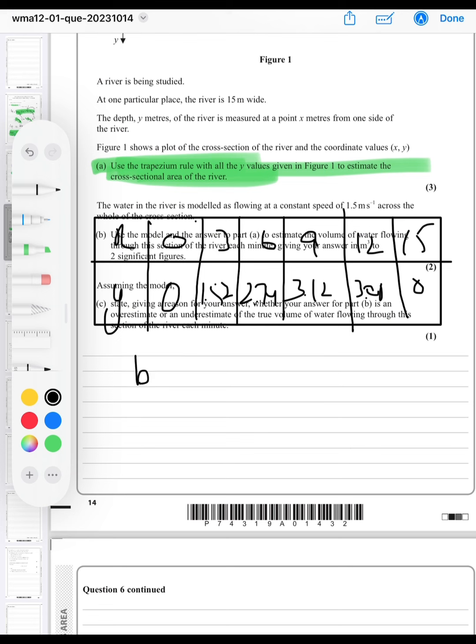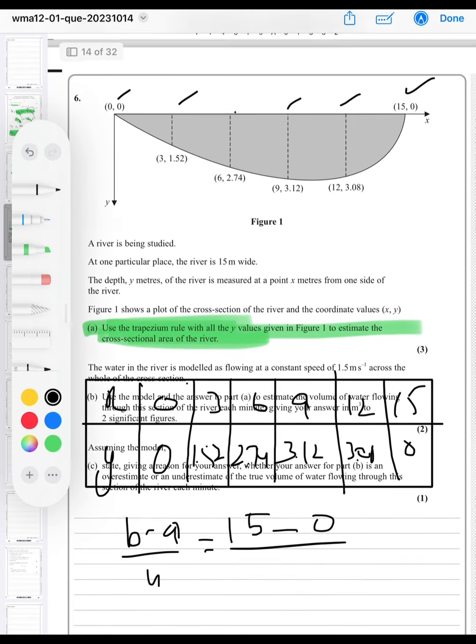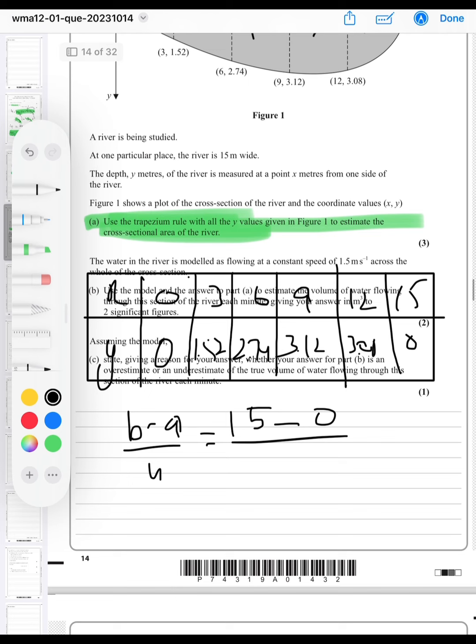is b minus a upon n is the height. So the maximum number here is 15 on the x-axis minus this, upon the number of trapeziums we have. The number of trapeziums we have is 1, 2, 3, 4, 5. So the height will be 3.